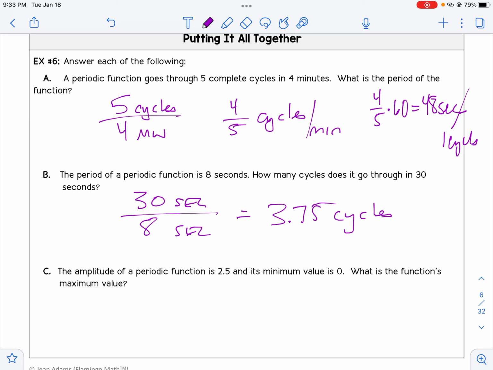Or I have one like this here where the amplitude of a function is 2.5 and the minimum is 0. What is the function's maximum? So if I think about what that graph looks like, and I know that the minimum value is 0, which would be on the x-axis, and I know the amplitude is 2.5, so that would be the distance from the midline to the minimum. It should be the same distance from the midline to the maximum. So 2.5 and 2.5 would give me a max at 5.